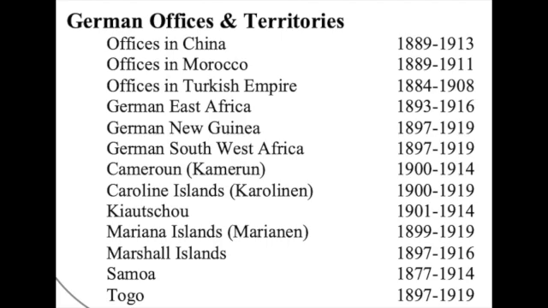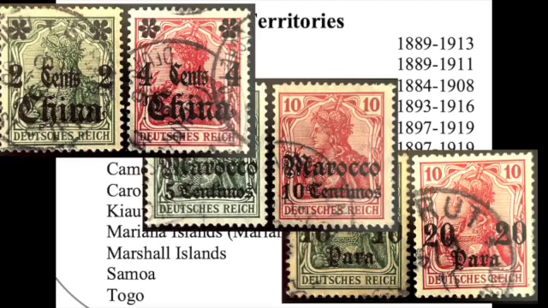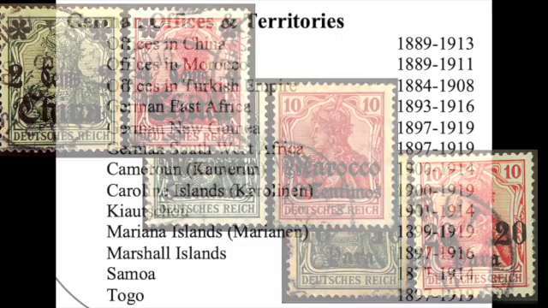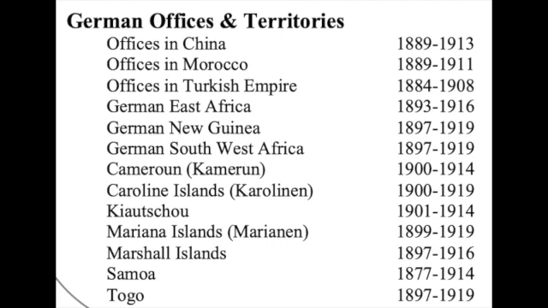First on this list are the offices in China, Morocco, and Turkey. Germany set up postal administrations and issued overprinted stamps in these three countries. This was also a common practice at the time. These Germania overprints are relatively easy to acquire. There are also overprints of the earlier Eagle and Shield issues, which are more expensive.